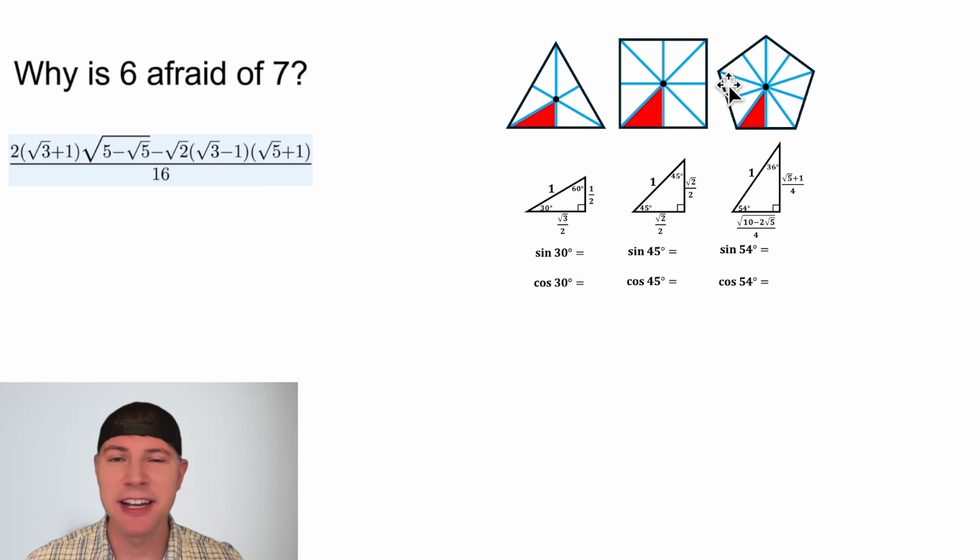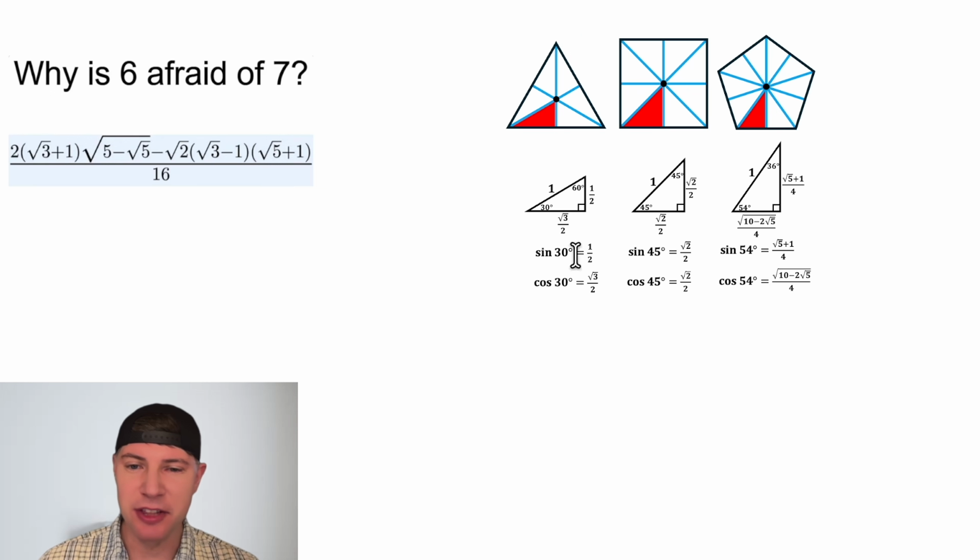Next, let's take the sine and cosine of each of these. Sine is opposite over hypotenuse. So sine of 30 would be 1/2 over 1. And cosine is adjacent over hypotenuse. So cosine of 30 would be √3/2 over 1. Same thing for this one. Sine is this and cosine is this. And for sine of 54, it's going to be this, and cosine of 54 would be this.